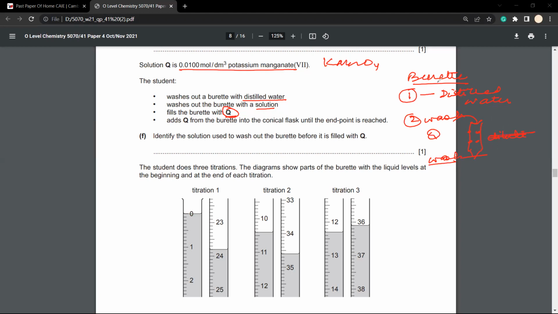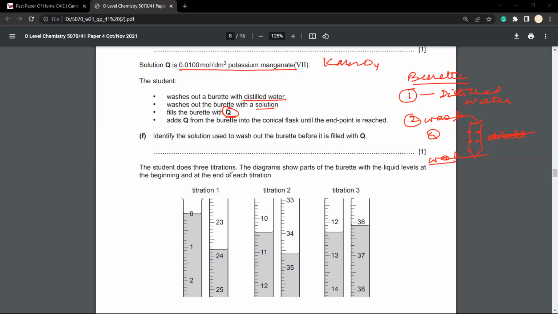तो हमेशा याद रखिए कि ब्यूरेट को सबसे पहले हम डिस्टिल्ड वाटर से वॉश करते हैं और उसके बाद जिस सोल्यूशन से हमें उसको फिल करना है हम उससे वॉश करके उस केमिकल को ज़ाया कर देते हैं और उसके बाद फिर हम फ्रेश वो सब्सटेंस या वो केमिकल फिल करते हैं for the accuracy sake.